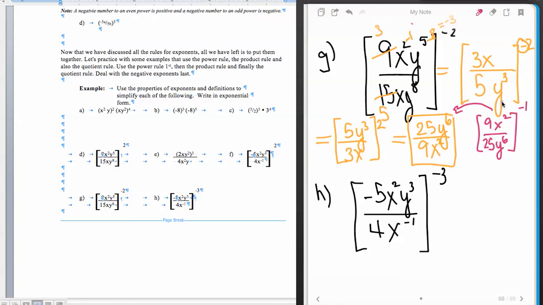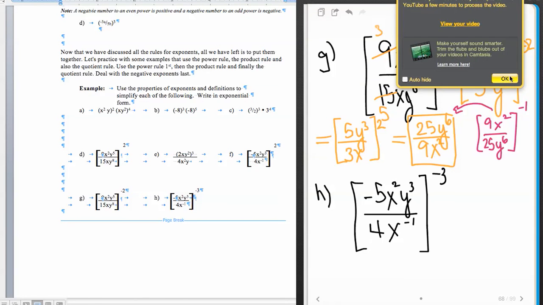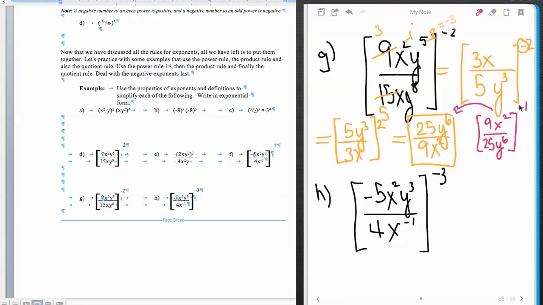So I suggest that when we have a power rule that involves a negative exponent, that we actually deal with the negative portion of the exponent first, or the numeric part first, and then the reciprocal portion. All right, now moving on to our next problem, part H here.